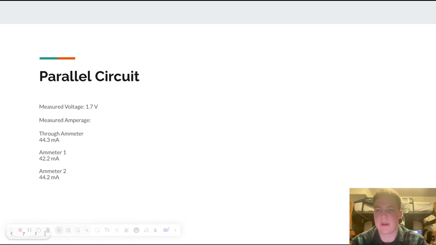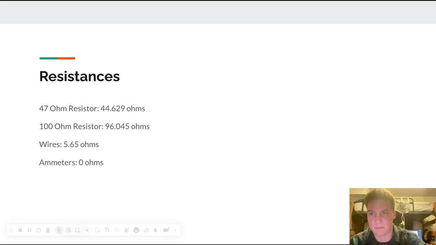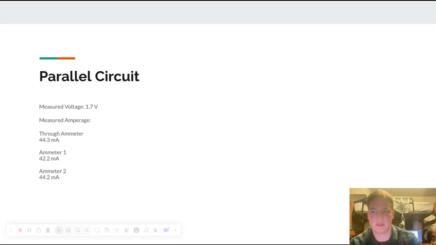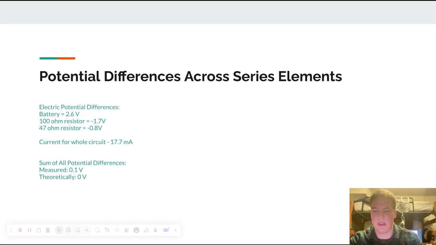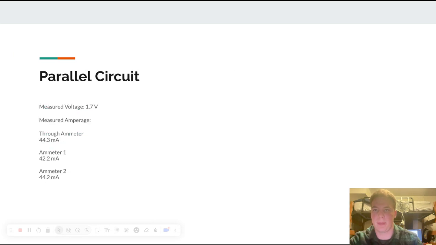We made it a parallel circuit. The measured voltage was 1.7 volts, and we had 3 measured amperages, as you can see there. And then we calculated the resistances of the different circuit elements. To do this, we said that V equals IR. If we rearrange that, V over I equals R, and we have the voltages here, and we have the currents here.